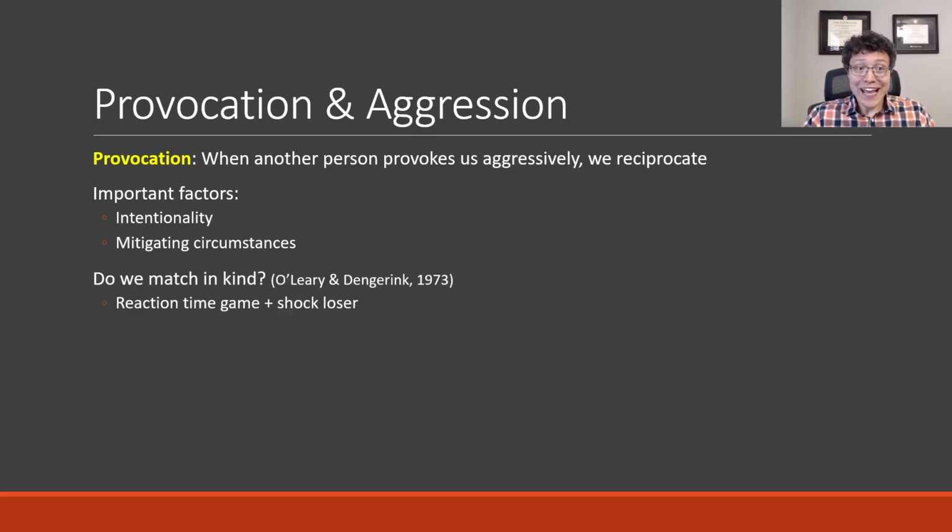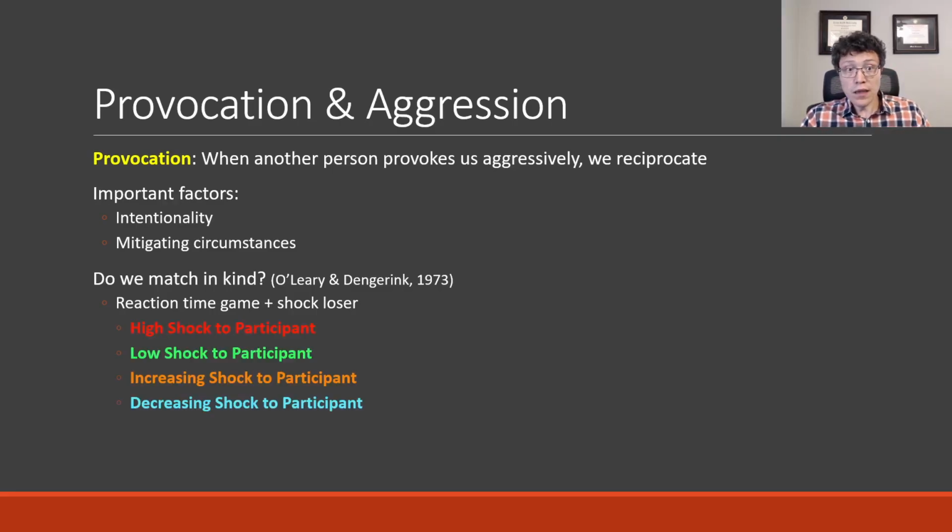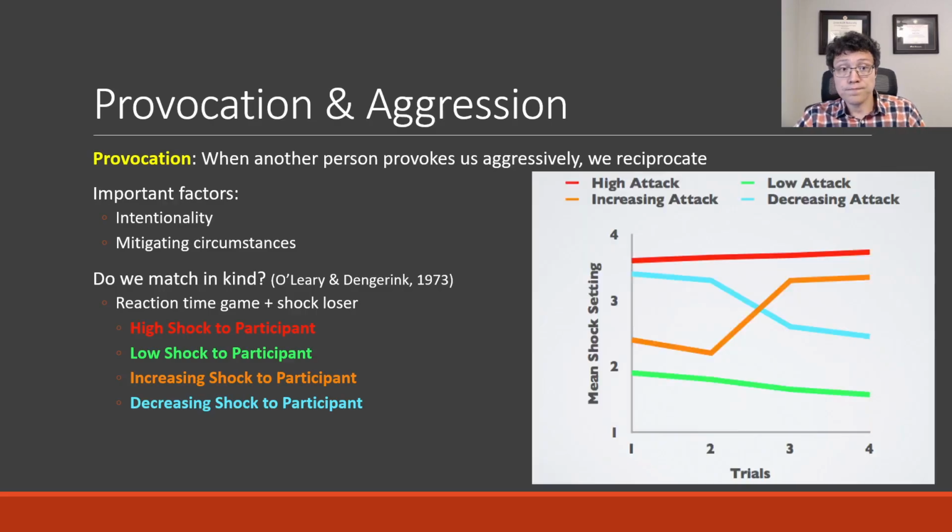One study looking at this asked people to do a reaction time game, and you were able to shock the loser at different levels of shock. So we basically had a computer play against the participant, but they thought it was another participant. And these other players that were really just a computer had different strategies, we'll call them. The first kind just shocked the participant at the highest shock level the whole time. The second one did a low shock across the levels. The third one started low and then started to go up. And the fourth one started high shock and then eventually ended at low shock.